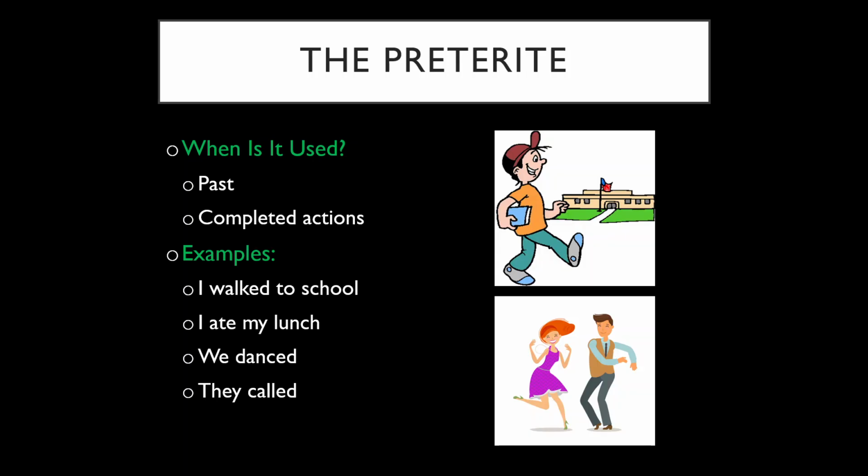To get in the mindset, here are some examples of English sentences. I walked to school, I ate my lunch, we danced, and they called. Just as we did for regular present tense verbs, we are going to cover each ending separately, starting with AR verbs.